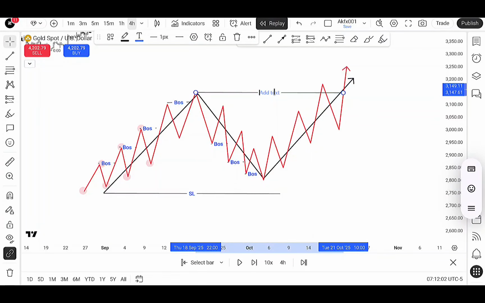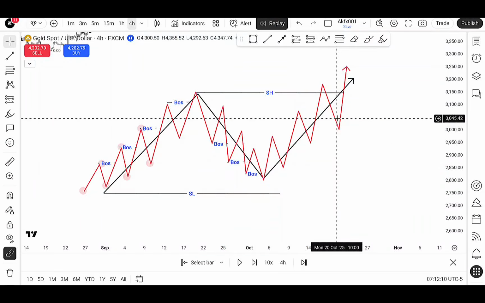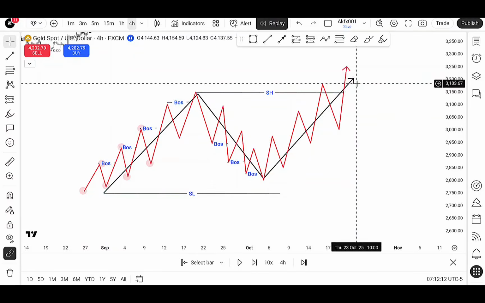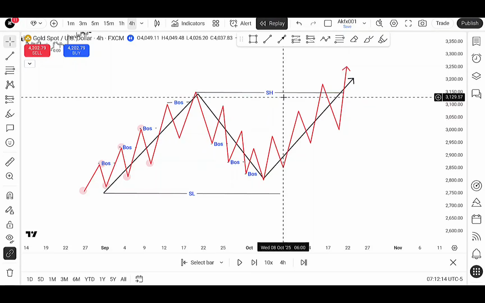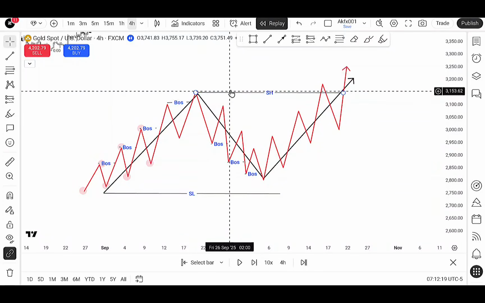Remember, it's not firstly a break of structure, but a swing high. Upon other activities being carried out in that very trading range and an expansion, that is what makes this one now a higher high, and then this one a break of structure. But listen to the explanation I'm about to give you. That's the most important aspect.